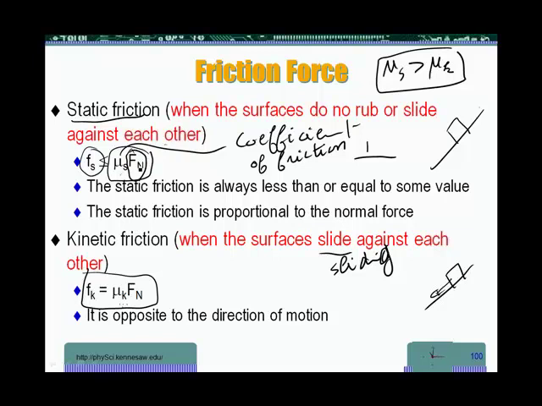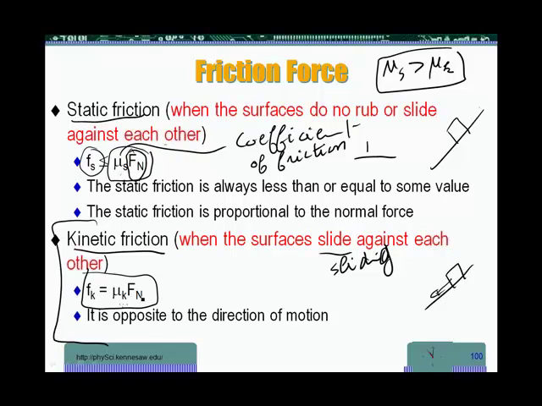The minute I applied a force larger than that, then there is no more static friction anymore. My object starts sliding. If it starts sliding, we move into this mode here. Whenever two surfaces slide against each other, we don't have static friction anymore. We have kinetic friction, or sliding friction. Okay, that's an easier one to deal with.